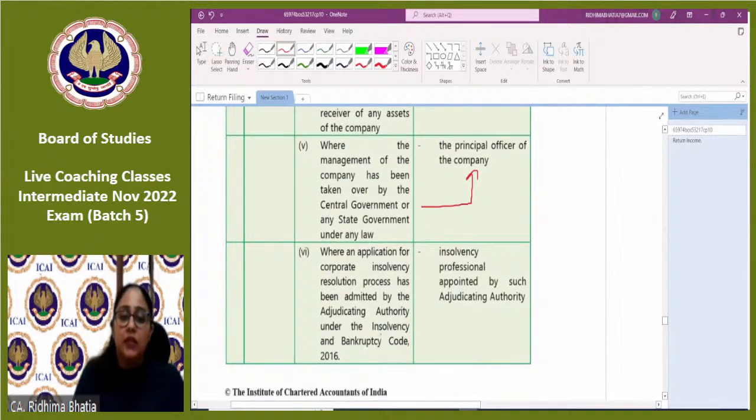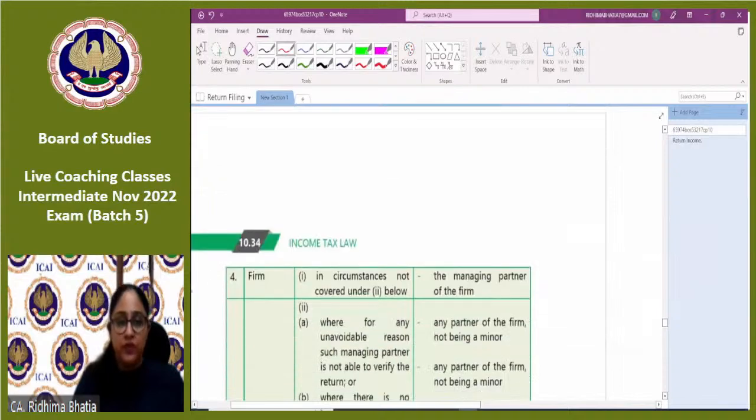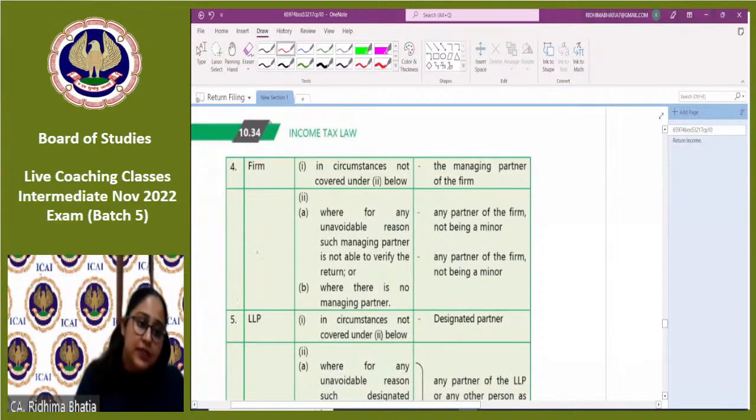If the insolvency process has begun as per IBC, Insolvency and Bankruptcy Code, then the insolvency professional appointed by such adjudicating authority. Who is the adjudicating authority? Who is taking care as per IBC of such insolvency, then whosoever professional has been appointed by the adjudicating authority has to verify the return. ठीक है. Firm के केस में managing partner, but if there is no managing partner or due to unavoidable reason managing partner cannot verify the return, then any partner, obviously not a minor partner.